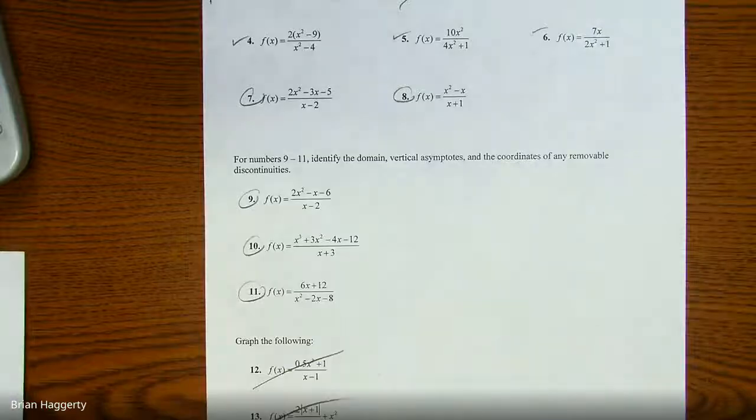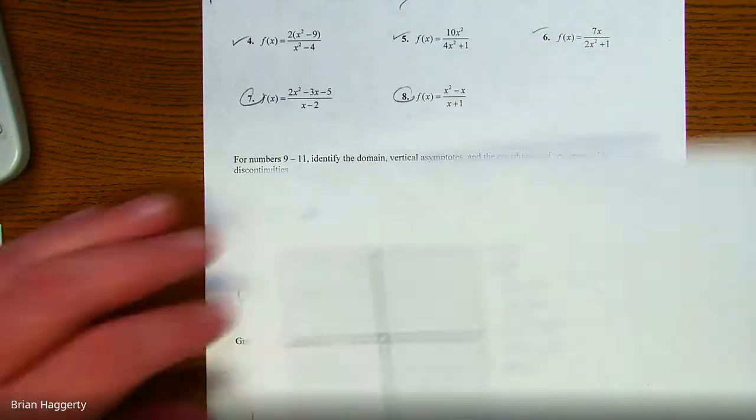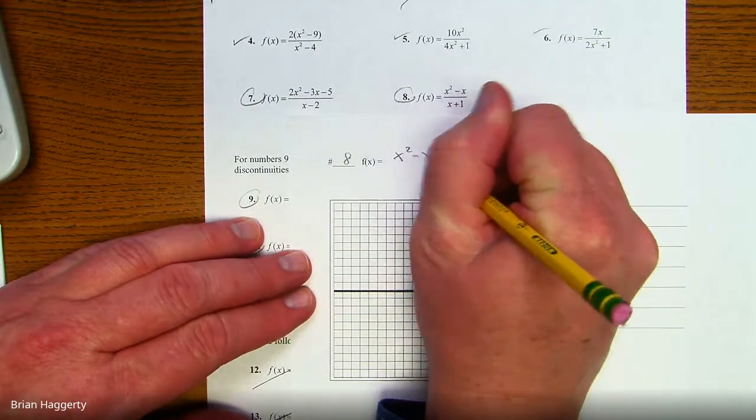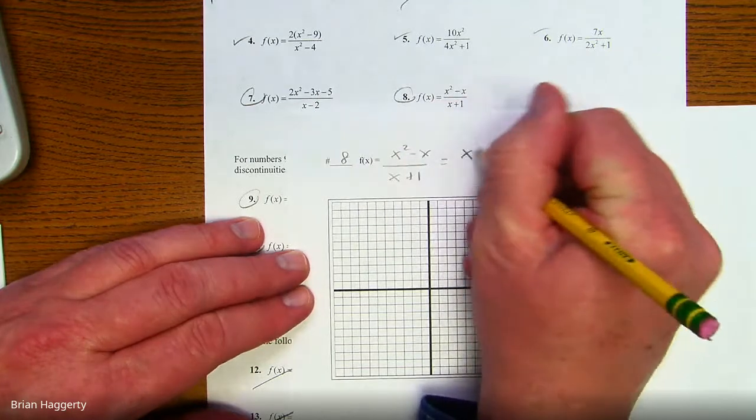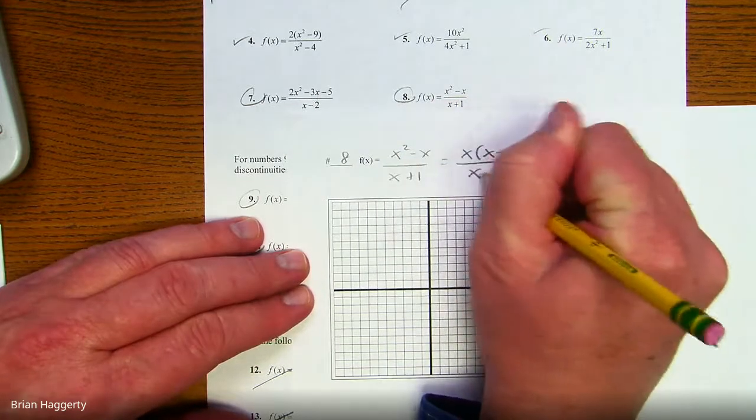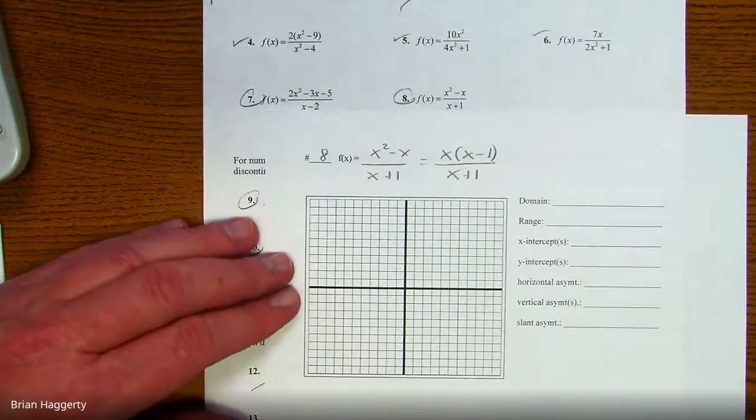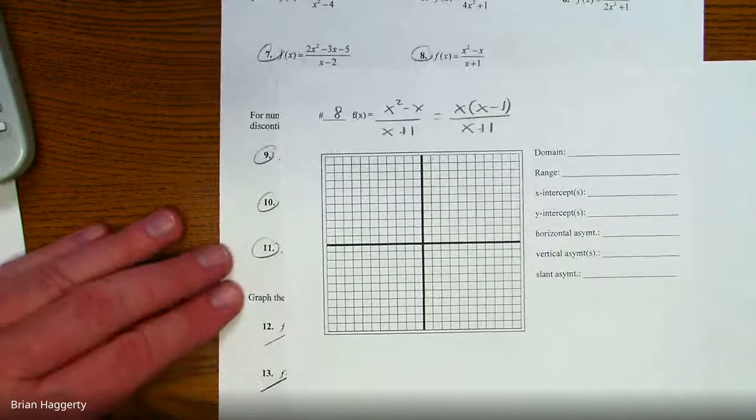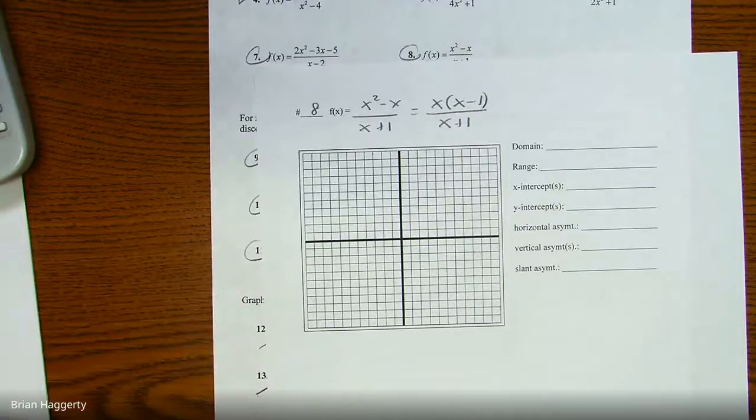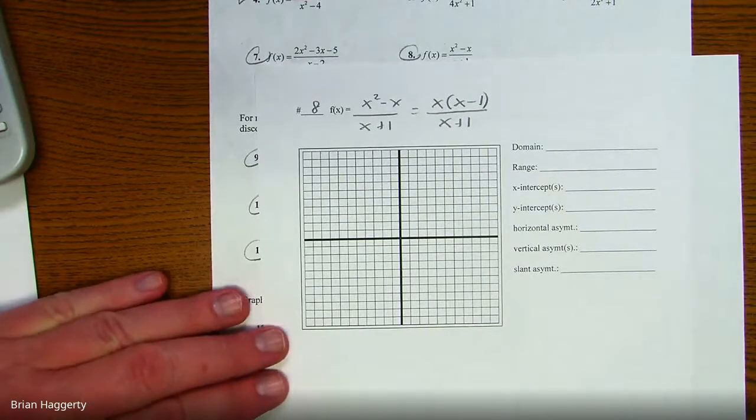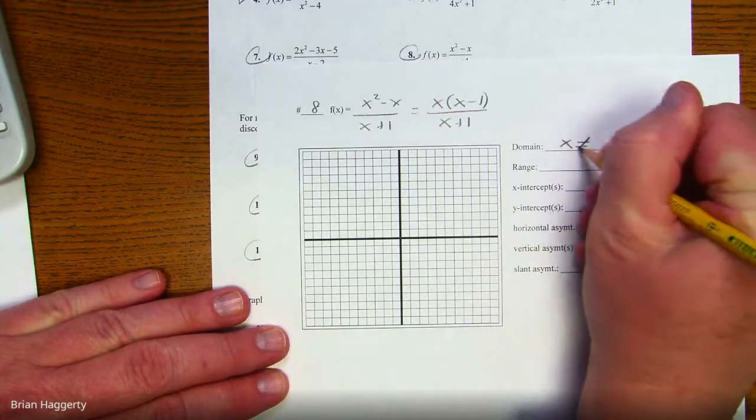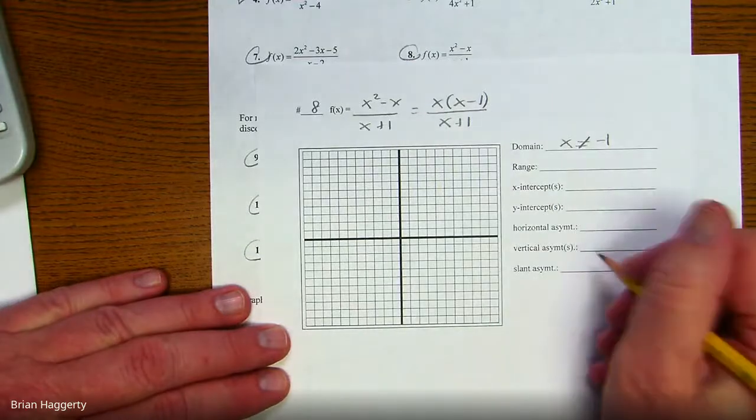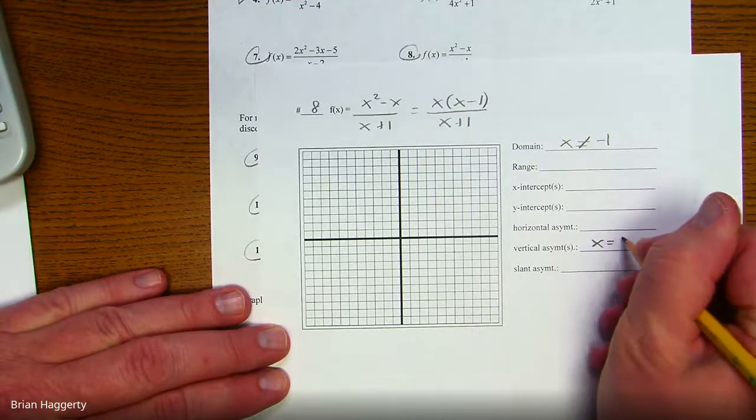All right, next one, number 8. The top factors into x, x minus 1. We have one restriction in the domain. X cannot equal -1. As long as this is in simplified form, that will manifest itself as a vertical asymptote.